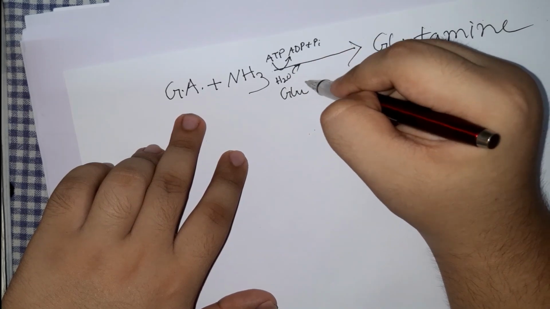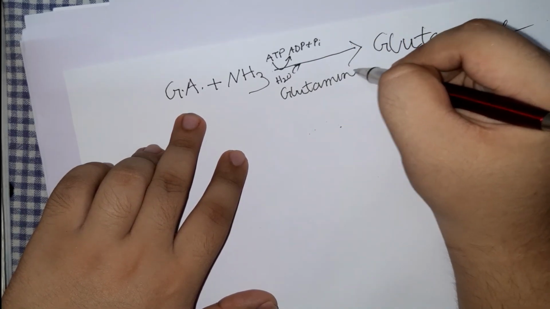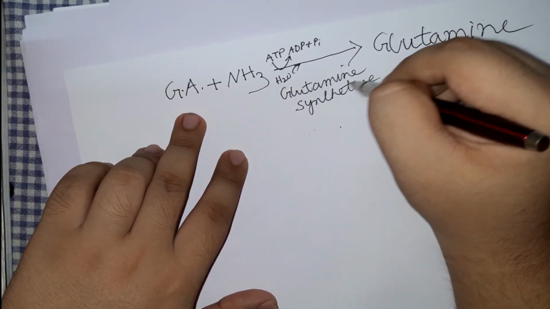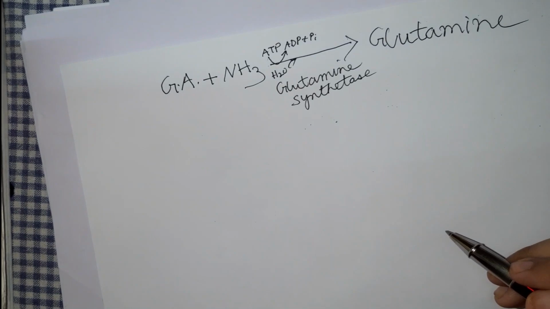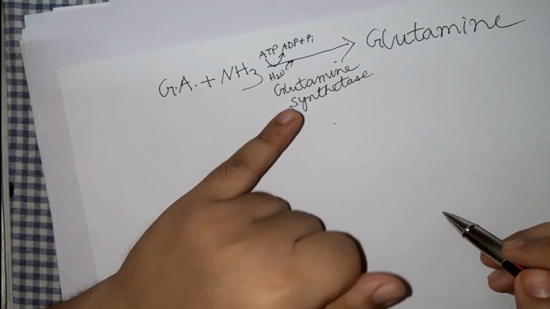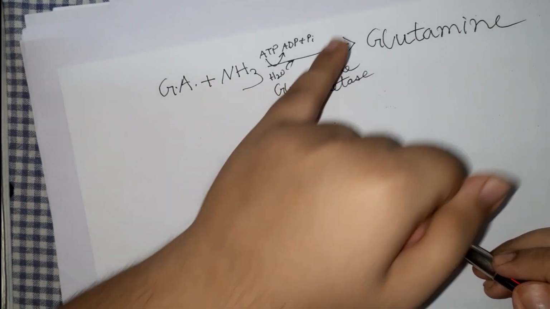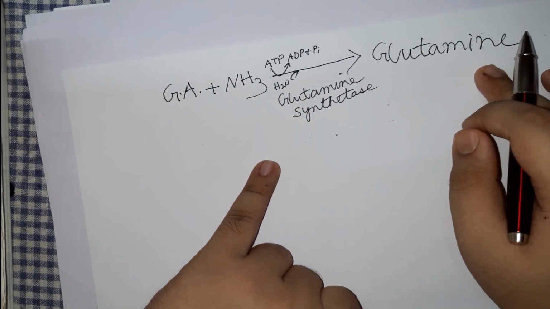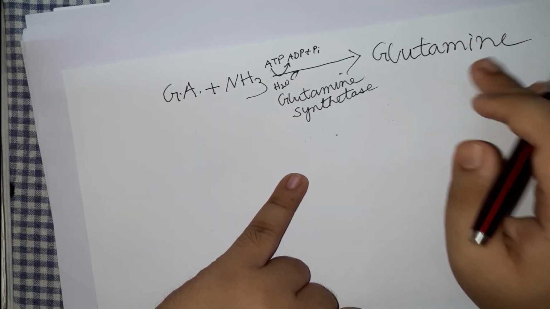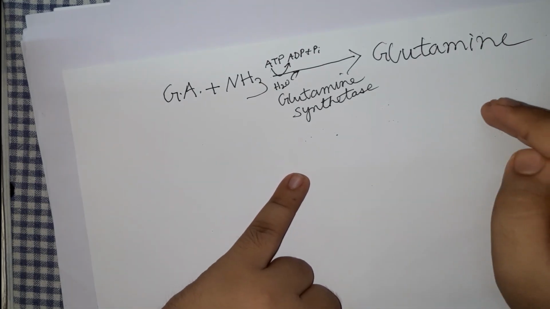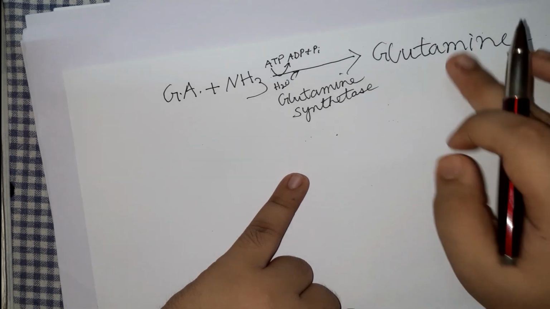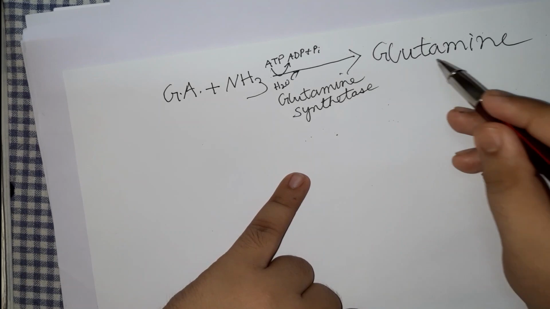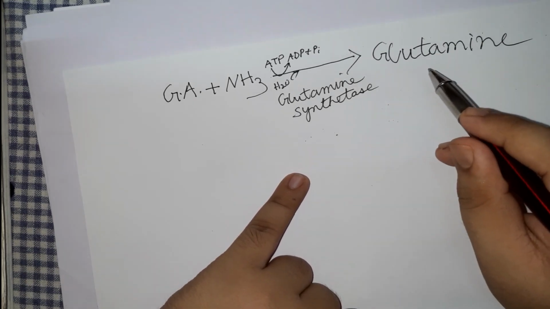So glutamine synthetase. All right. So glutamic acid plus ammonia in the presence of water, ATP being utilized in the process, gives glutamine. Glutamine is what can actually be transported in the blood, right? So in our body, in our blood, glutamine can be transported.